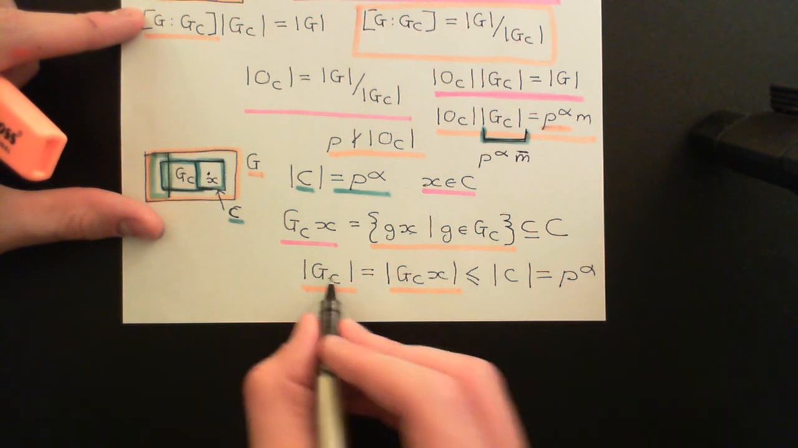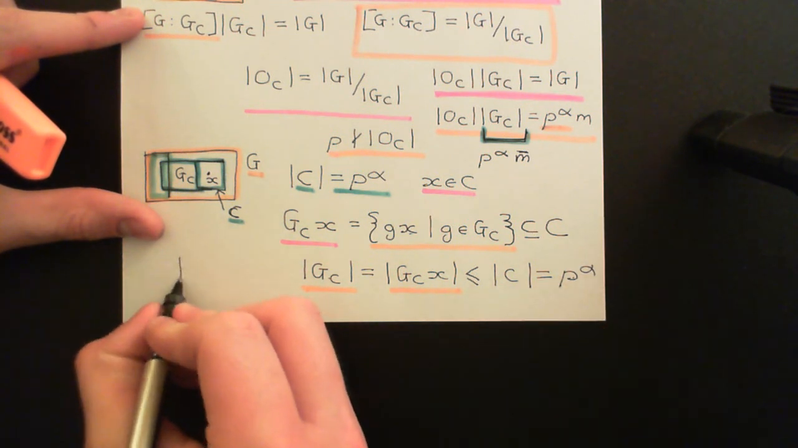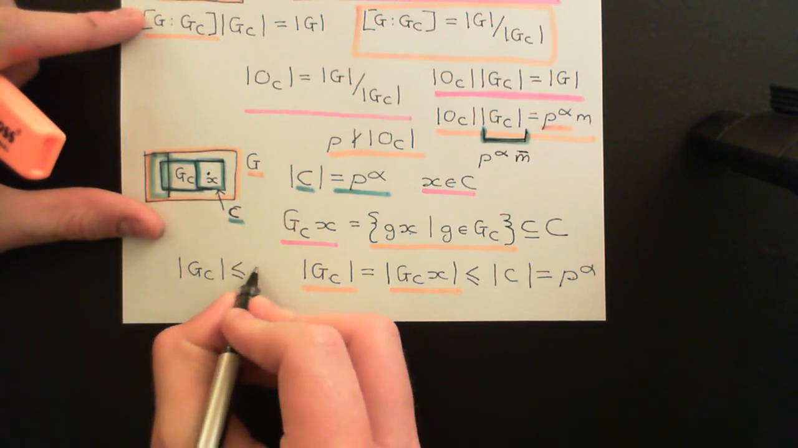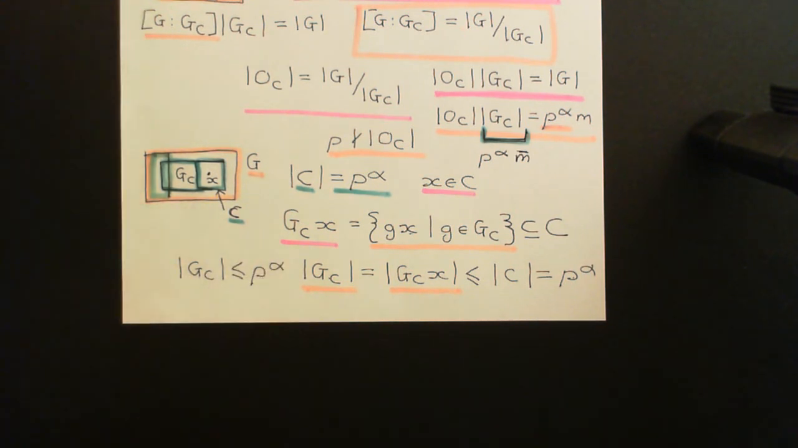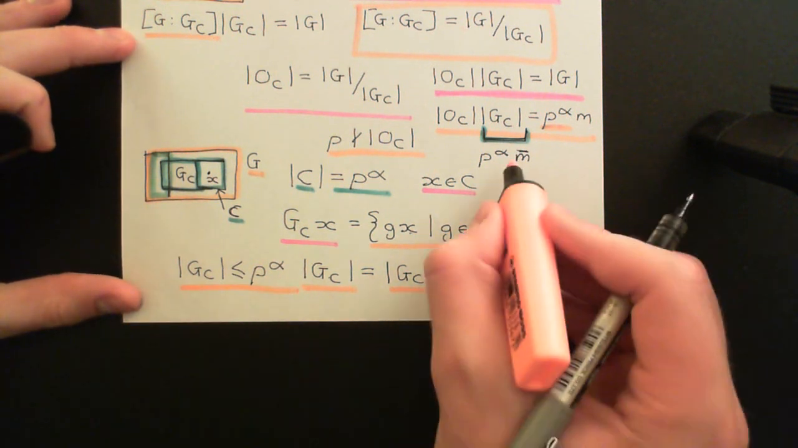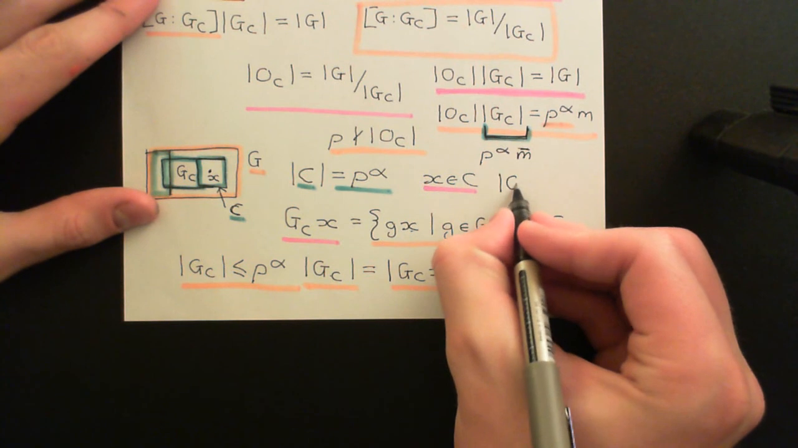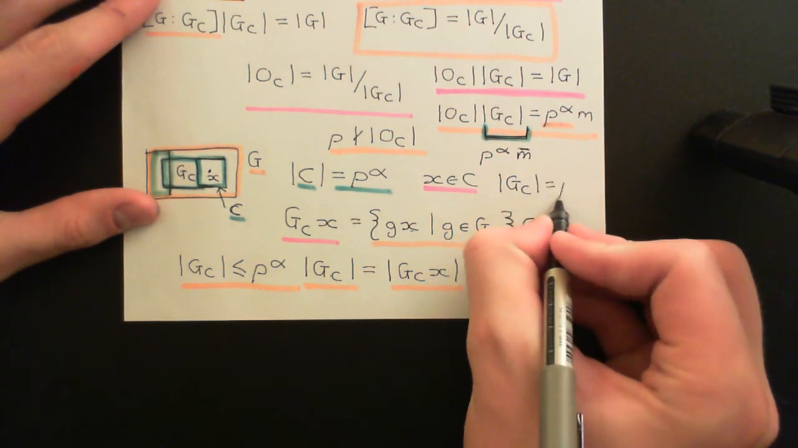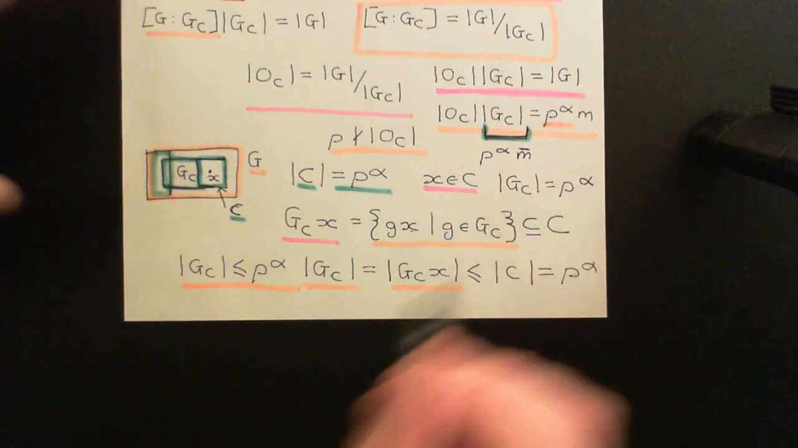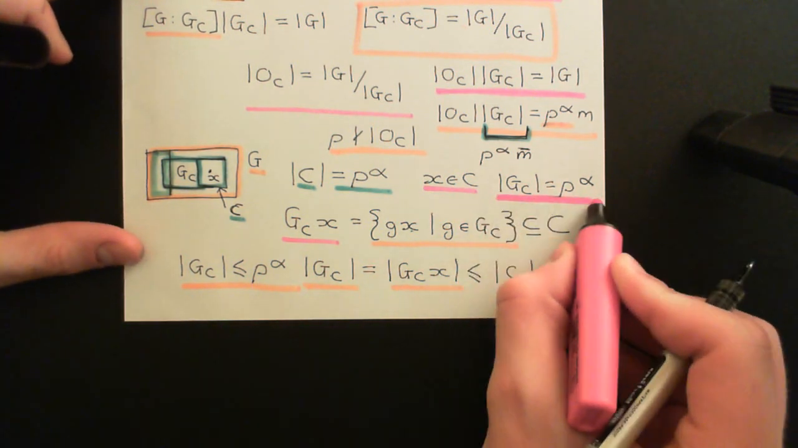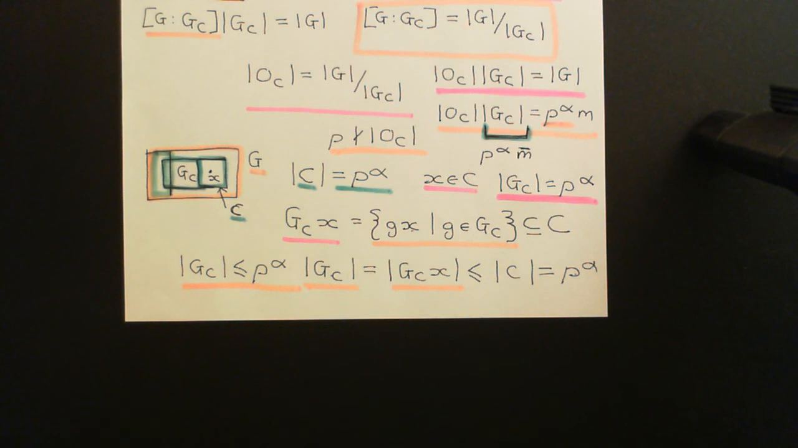So now we can say that this is less than or equal to this. So the order of the stabilizer of C in G is less than or equal to p to the power of alpha. Combine this fact with this fact, and we get that the order of the stabilizer of C in G must be equal to p to the power of alpha. And there you go. I have now found you the Sylow p subgroup. This stabilizer of the subset capital C in the group G is your Sylow p subgroup.